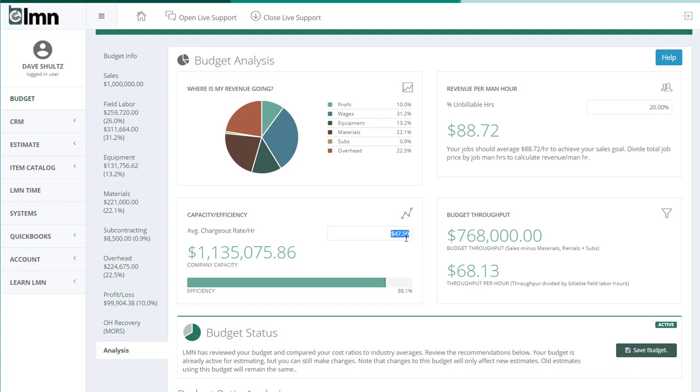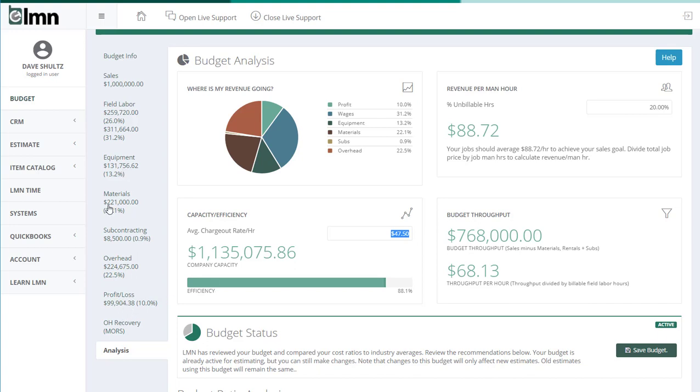Once you get your average, we will calculate your company capacity. Now, how's it going to do that? So first, what is your company capacity? Well, those are the sales that you should be doing given the expenses that we have. And how do we know that? Well, what it does is take your labor and multiply it by this charge out rate. It takes your equipment and adds your company's overhead and profit.